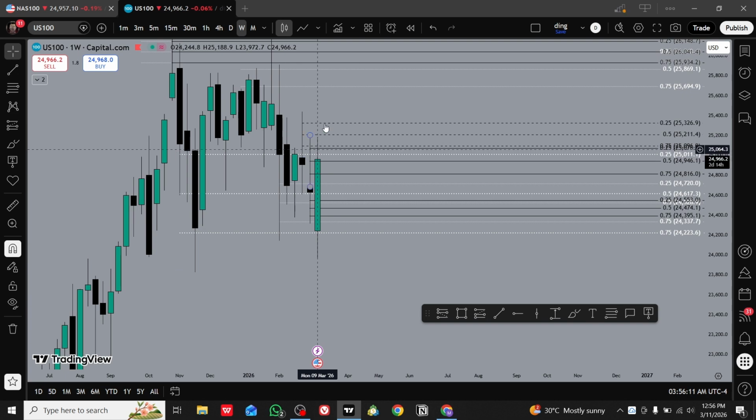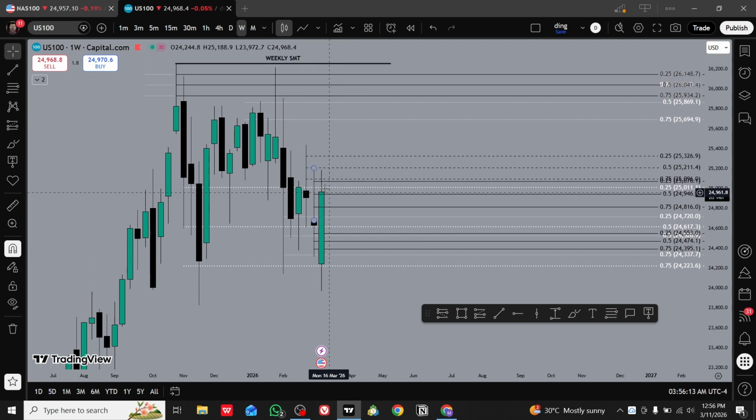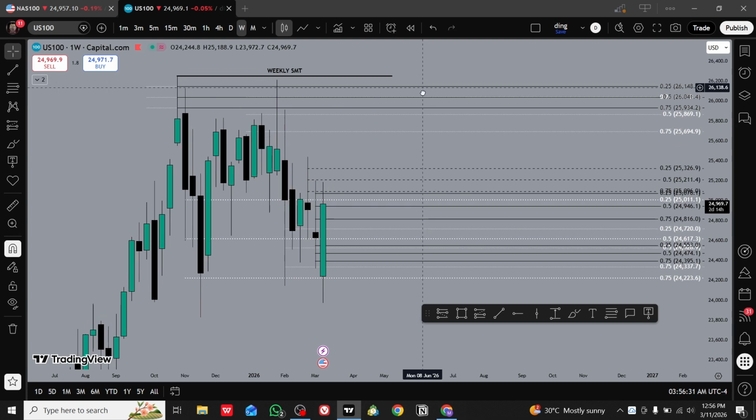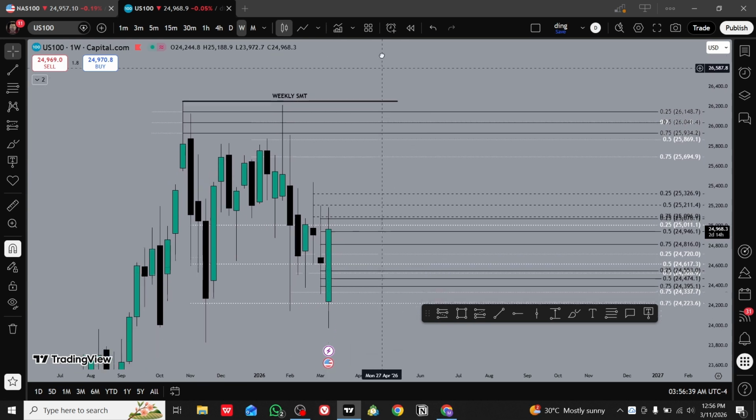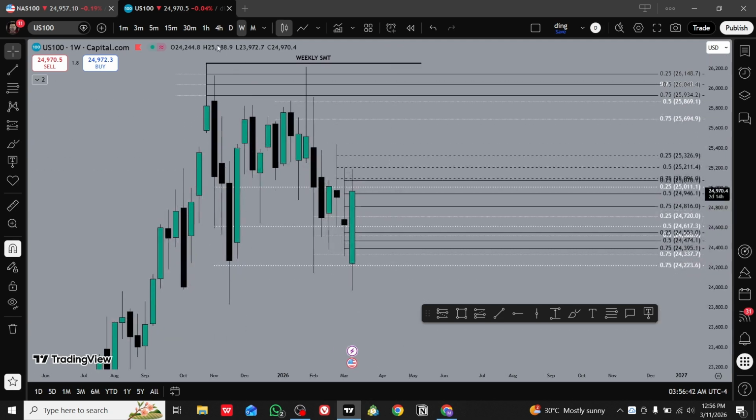If we break to the upside at the end of this month, I'll be confident that we are going to take these lows, these highs. Okay, this buy side liquidity on the US is going to make a new high.